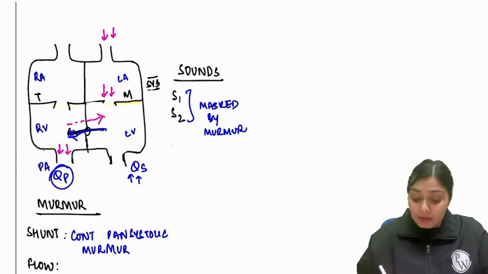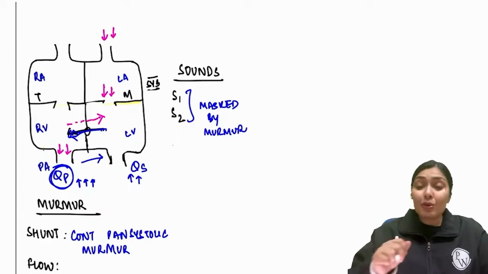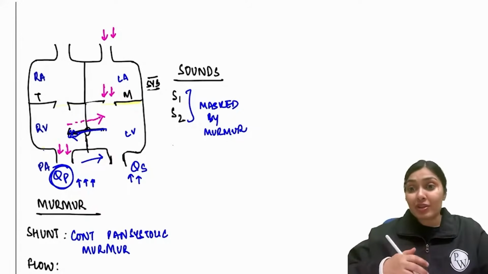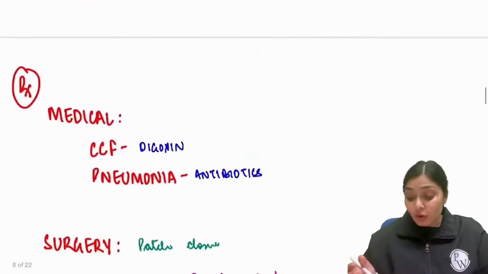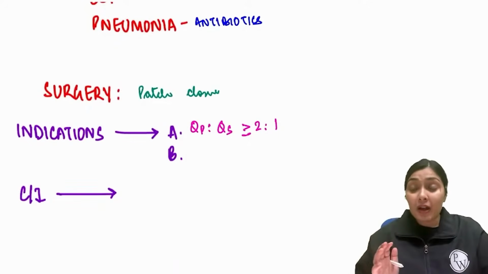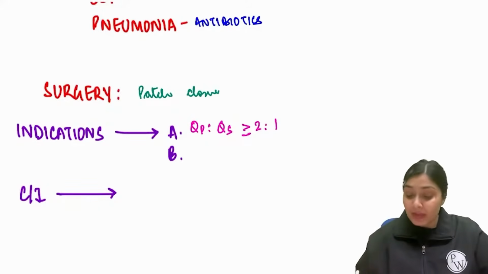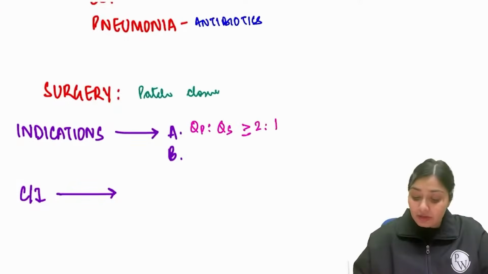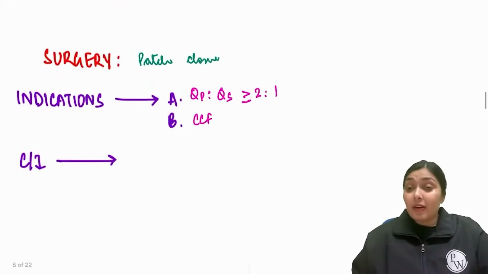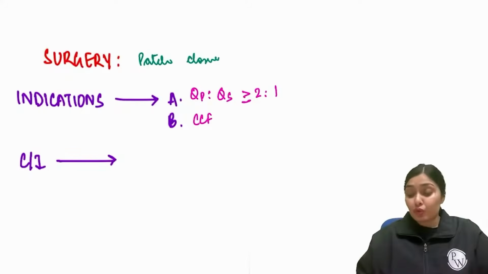But if the pulmonary pressures are increasing, what will happen? Reversal of shunt will happen, Eisenmenger syndrome will happen. So on echocardiography, if you see that the pulmonary flow is increasing too much, almost double, 2:1 of the systemic one, it is a critical situation where Eisenmenger syndrome can set in and we need to go for patch closure. Second, if the child is in congestive cardiac failure, we go for patch closure.